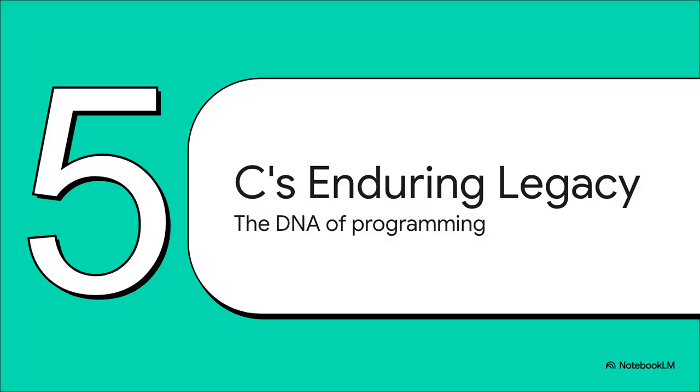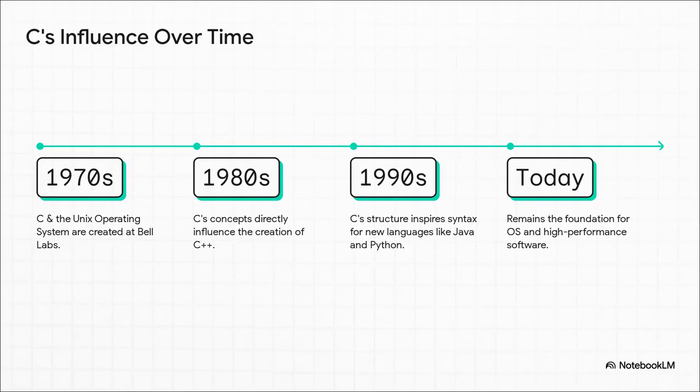So after all that, all this power and all this peril, what is C's place in the world today? Well, it turns out its legacy is, and I'm not exaggerating here, nothing short of the DNA of modern programming. I mean, you can literally trace its influence through the decades. It's born in the 70s to build Unix. By the 80s, it evolves into its successor, C++. Then you hit the 90s, and suddenly new languages like Java and Python are adopting its syntax. You know, the curly braces, the general structure, which made the C style of coding familiar to millions of programmers. And right up to today, it's still the absolute bedrock of our most critical software.